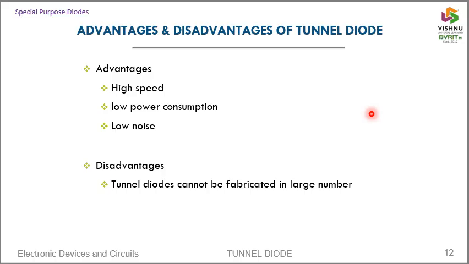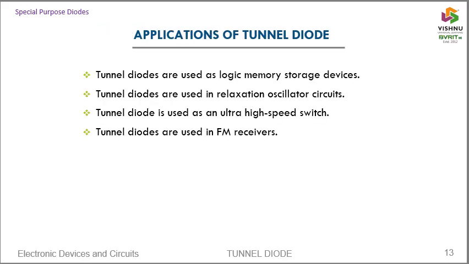Now let us look at the advantages and disadvantages. Coming to advantages: very high speed, low power consumption, and low noise. Coming to disadvantages: difficult to manufacture in larger quantities, and limited applications compared to normal diodes. Despite limitations, they are very useful in specialized circuits. Tunnel diodes are used in high-speed switching circuits, logic memory storage devices, relaxation oscillators, and FM receivers. They are especially useful in circuits requiring fast response and high frequency operation.